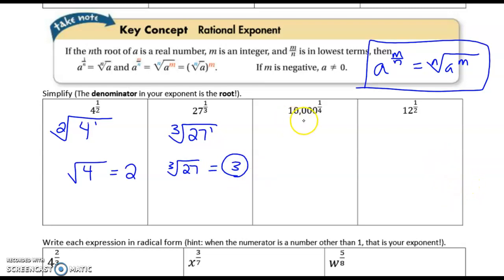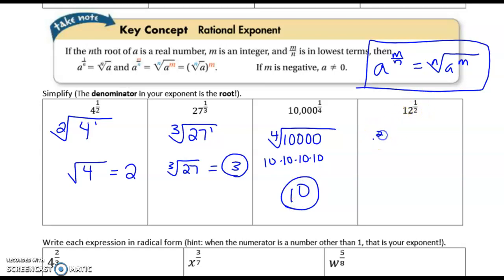10,000 to the 1/4, so that's the 4th root of 10,000 to the first power. What times itself 4 times is 10,000? That would be 10 times 10 times 10 times 10. So the 4th root of 10,000 would just be 10. Okay, 12 to the 1/2. This would be the square root of 12 to the first power, so we can rewrite it as just the square root of 12. But then we can break down square root of 12 to be square root of 4 times the square root of 3, or just 2 times the square root of 3.